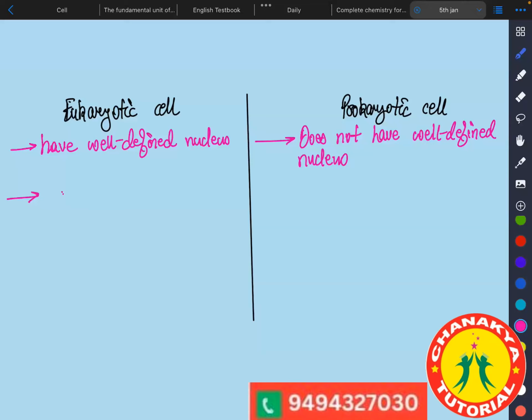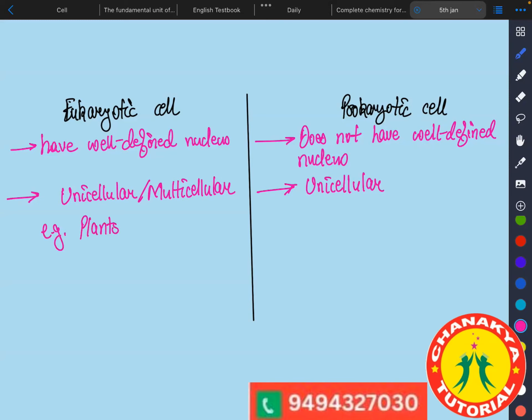Eukaryotic cells are present in unicellular and multicellular organisms, whereas prokaryotes are mainly present in unicellular only. The examples are plants and animals. Their examples are all kinds of bacteria.